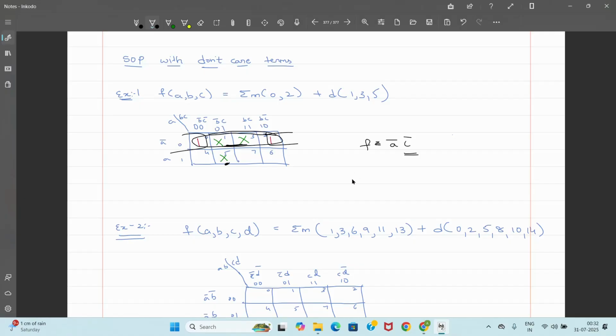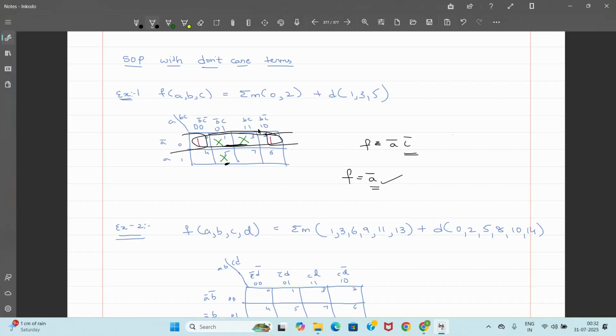So if I take it as a quad, then my new equation is going to be, from the row I have A bar, and since I make a quad, all the columns will be combined, all the columns will be covered, no column variable will be left. It will be eliminated, which means I'm getting the answer as A bar. You see, with a pair, I was able to eliminate only one variable B, but with a quad, I was able to eliminate two variables. So I'm reducing the complexity of the system. I'm reducing the number of gates required in the circuit. So this is more optimal, right?